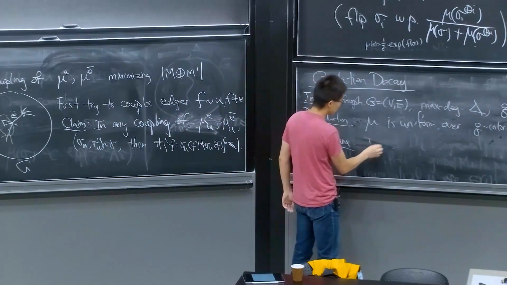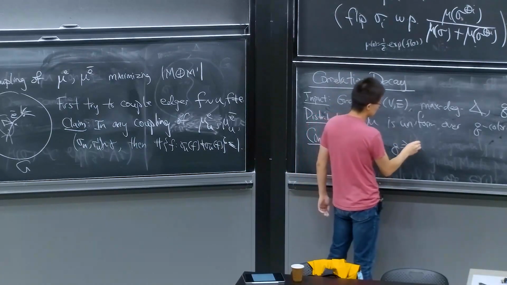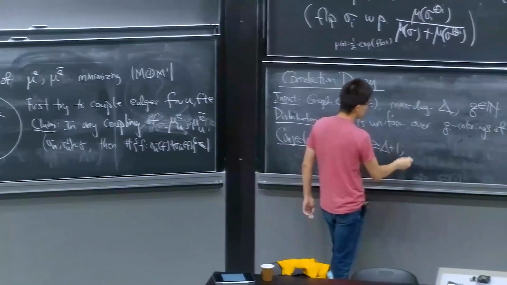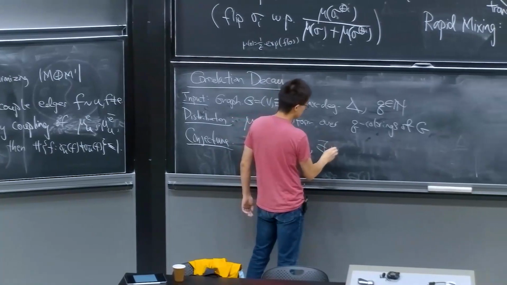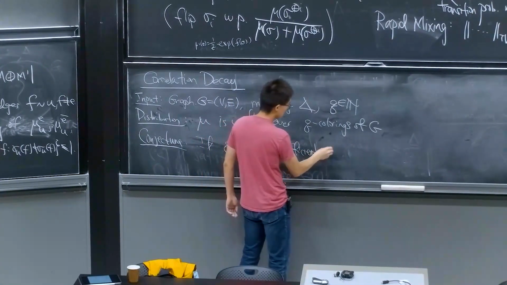If the number of colors q is at least, say, the maximum degree plus 1, then there exists an efficient sampling algorithm.